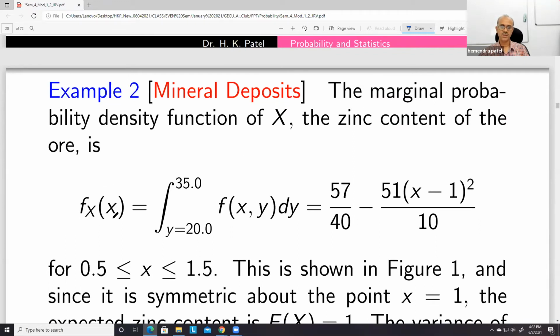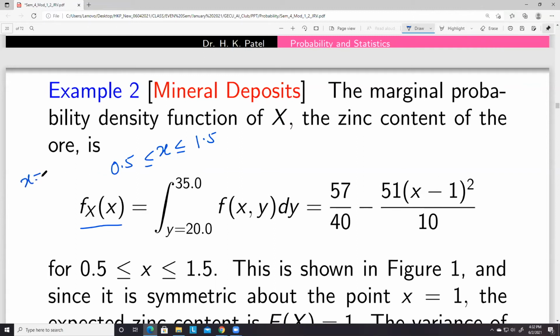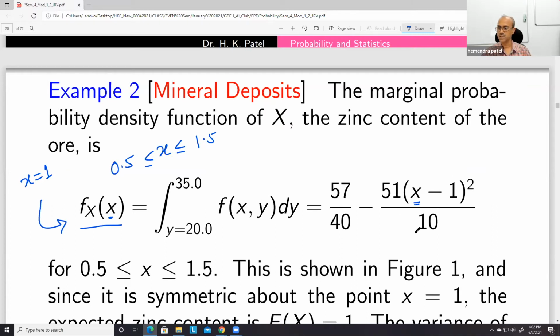So this is fx is equal to x. This is a general result actually. We know that x lies between 0.5 and 1.5. So suppose if you want to find the value at x is equal to 1, then you just substitute x is equal to 1. So this will be 0 and the value will be 57/40. Okay, if you want to find the value at 0.5, just put x is equal to 0.5 here.